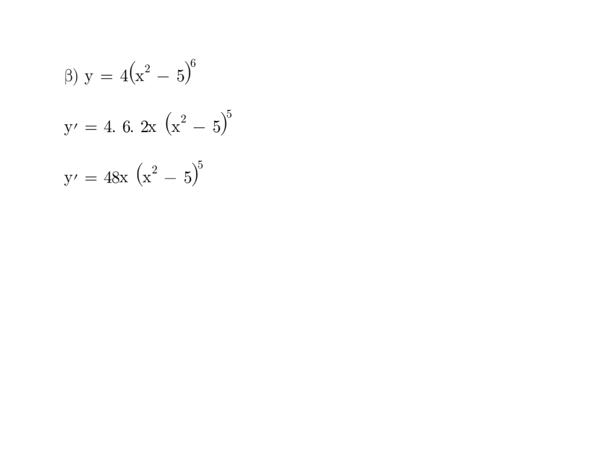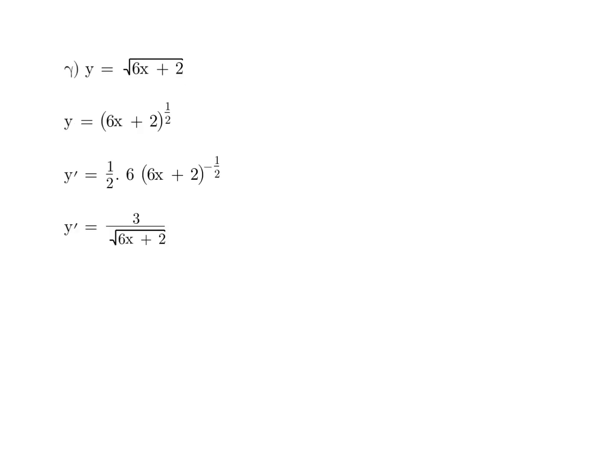With the next one, same rule. The 4's already there, so it's 4 lots of the power down the front, so bring the 6 down, times by the differential inside the brackets. Inside the brackets is x² − 5, and the differential of that is 2x. Then rewrite the function, lowering the power by 1. Tidying that up at the front, 4 times 6 times 2x is 48x, lots of (x² − 5) to the power of 5.